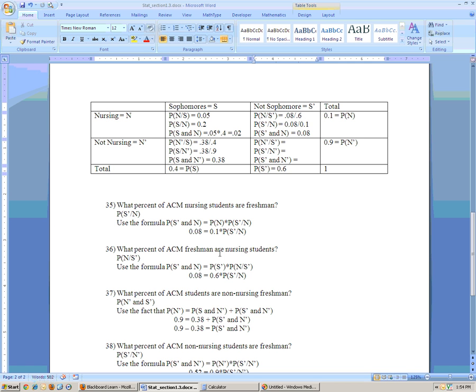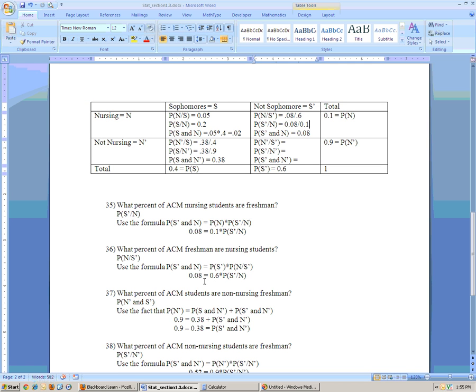This one says, what percent of ACM freshmen are nursing students? Well, of the freshmen, so freshmen are not sophomores, so out of those students that are not sophomores, what percent of them are nursing students? So this one we're looking for nursing given not S. Now, this is a real good example of how we'll use exactly the same formula, but we'll just change everywhere there's an N, put an S, and everywhere there's an S, put an N. So another way of calculating the probability of not S and N is to take the probability of not S times the probability of N given not S. Well, again, we know this is 0.08, and the probability of not sophomore is 0.6.